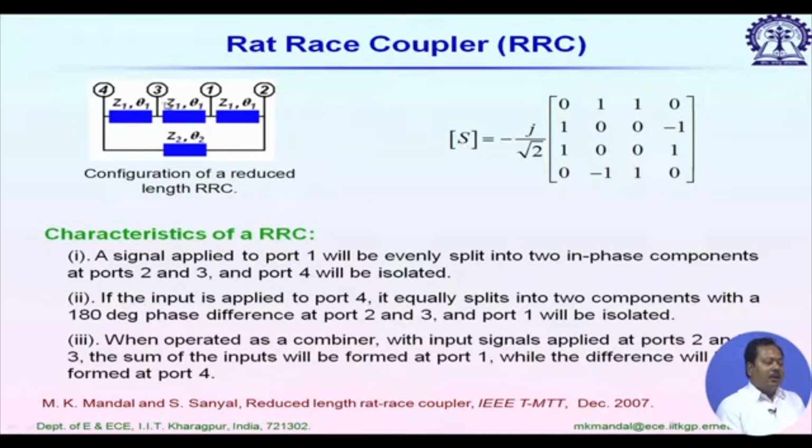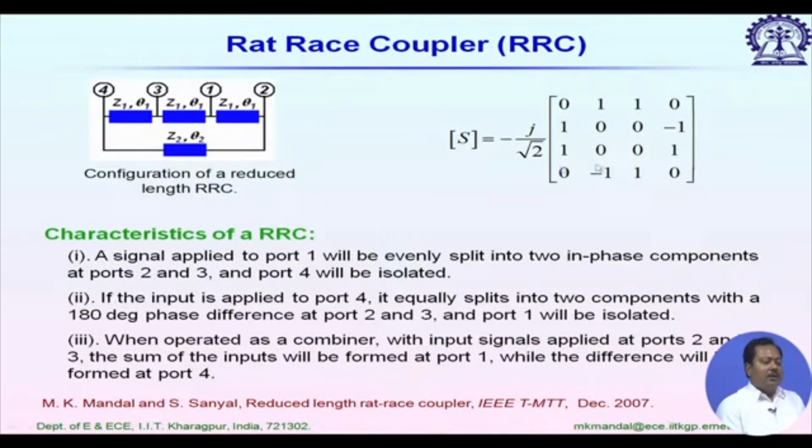Now, if we use the output ports, for example, port 2 and port 3 as the input port together, so we have let us say a power source and we are feeding to both port 2 and port 3, then their summation will appear at port P1. So, that is why sometimes we call this one the sum port, and their difference will appear at port P4. So, we call it sometimes the difference port or delta port. So, that means if we have two signals, we can simply do their addition and subtraction by using a rat race coupler.